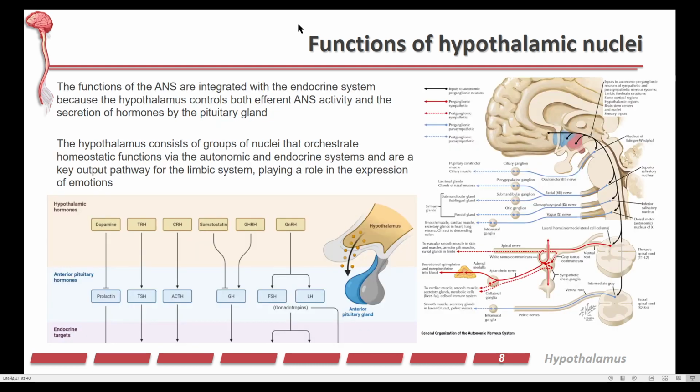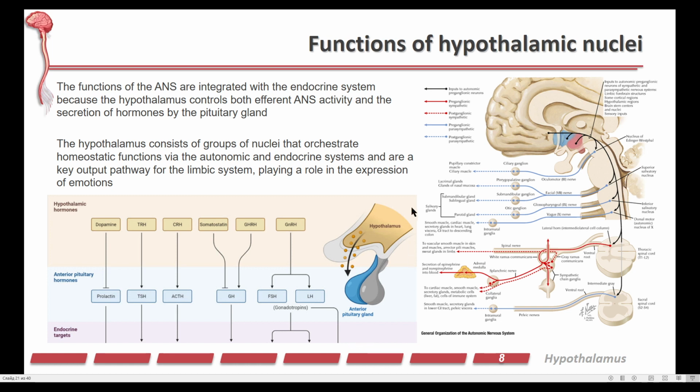Here you have once again a diagram which shows the connections between the hypothalamus and the ANS, either through the brainstem, the cranial part of the parasympathetic, or the spinal cord, which gives the sympathetic and parasympathetic connections. This is how the hypothalamus contributes to autonomic control.